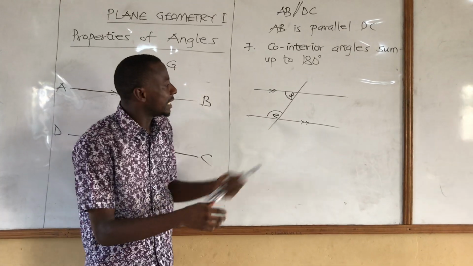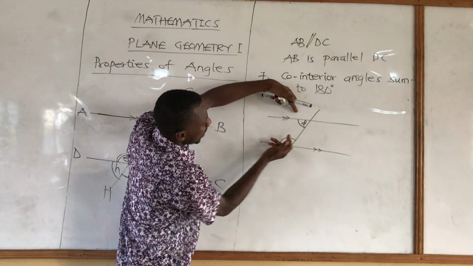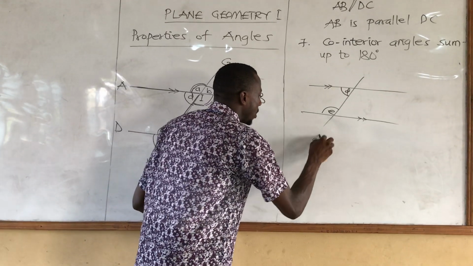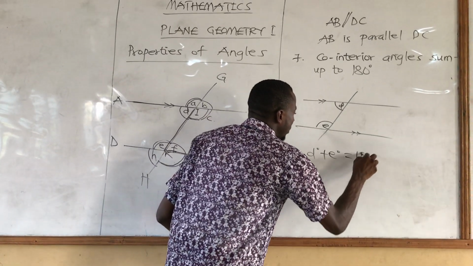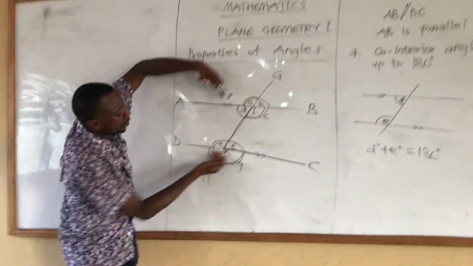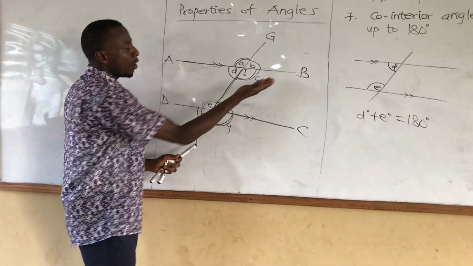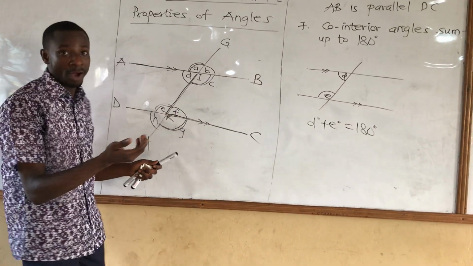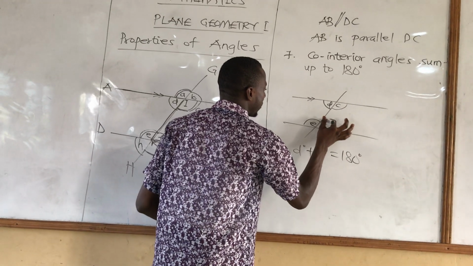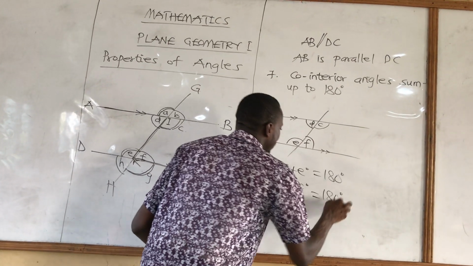We can see that they are in between the parallel lines, and they are facing each other. That is why the word is co-interior. So from here, angle D plus angle E is equal to 180 degrees. D and E are in between these two parallel lines and they are facing each other. Again, C and F are also in between the same parallel lines, and they are also facing each other. So angle C and angle F, we can also sum them up and equate it to 180 degrees.